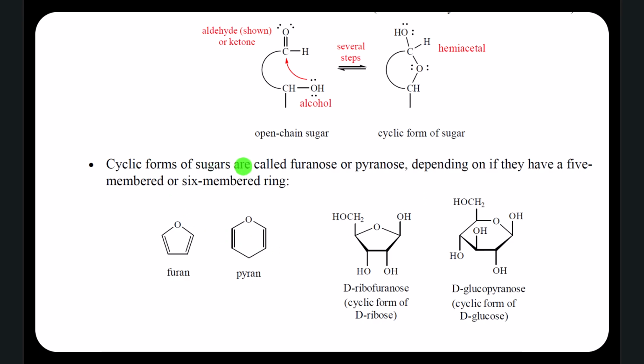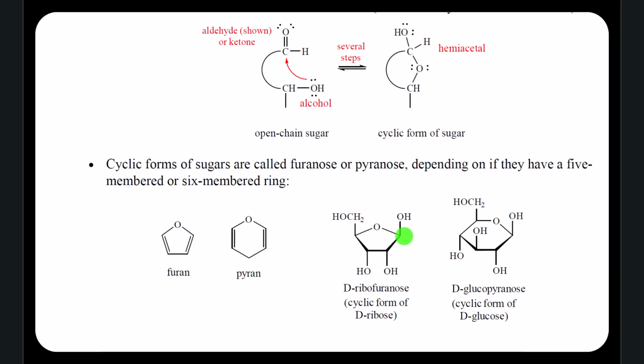The cyclic forms of sugars are called furanoses or pyranoses, depending on if they have a 5-membered ring or a 6-membered ring. This comes from the corresponding 5 or 6-membered ethers that we covered in our chapter on ethers. The 5 and 6-membered ring ethers have common names. The common name of the 5-membered ether with 2 pi bonds in the ring is furan, and the corresponding 6-membered ether with 2 pi bonds is called pyran.